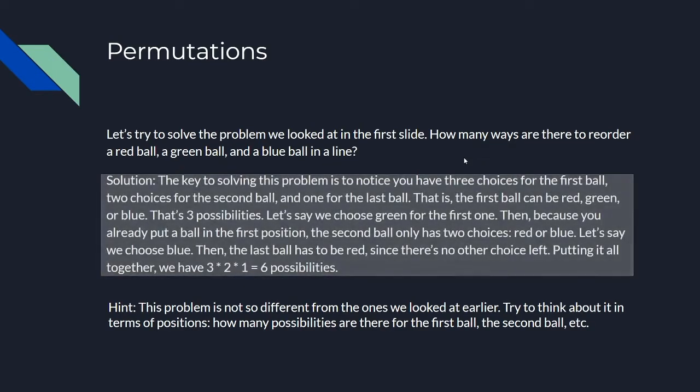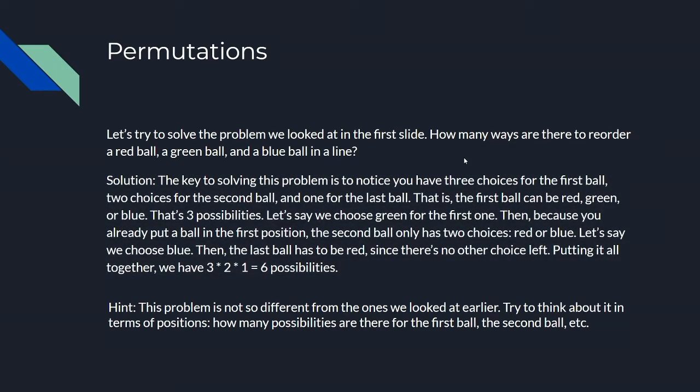So the key to solving this problem is you have to notice that you have 3 choices for the first ball, 2 choices for the second, and 1 for the last. So the first ball can be red, green, or blue, so that's 3 possibilities. And then whatever you choose for the first ball, the second ball only has 2 choices, because you can't just repeat the green, right? Because you only have 1 green ball. Let's say you chose green for the first one, so now the second one can be red or blue. So if we choose blue for that, then the last one has to be red, right? So that's just 3 times 2 times 1 is equal to 6 possibilities.